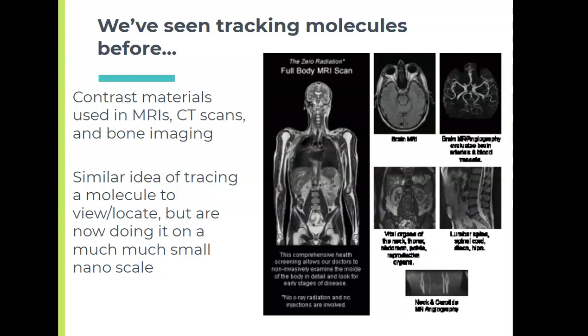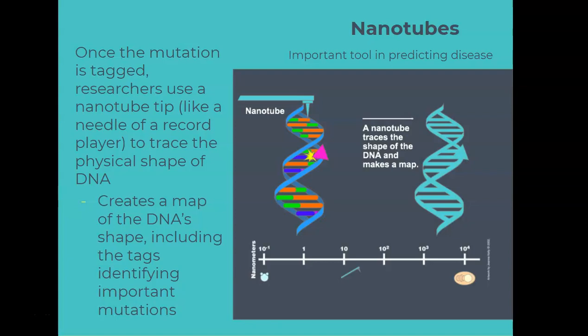We've seen tracking molecules before. When we talk about radioactive tracers and imaging, we are able to find tumors, look at blood circulation, and do a whole bunch of other things. But when we go on the nanoscale, it's much more refined, much more fine-tuned. I don't know why that slide was just there, but it's relevant later, because then it's kind of circling back to nanotubes for whatever reason.